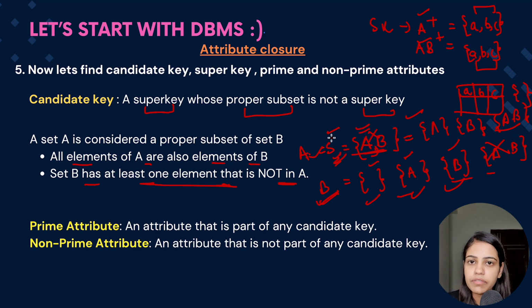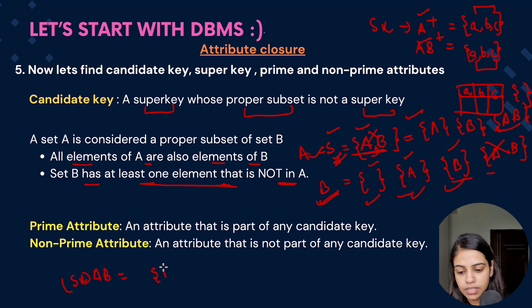So whenever we are calculating the proper subset of a given set, it has all the subsets except the set itself. Now coming back to the definition of a candidate key. It says a super key whose proper subset is not a super key. Consider that AB is a super key right now, and the proper subsets of AB are A, B and phi.